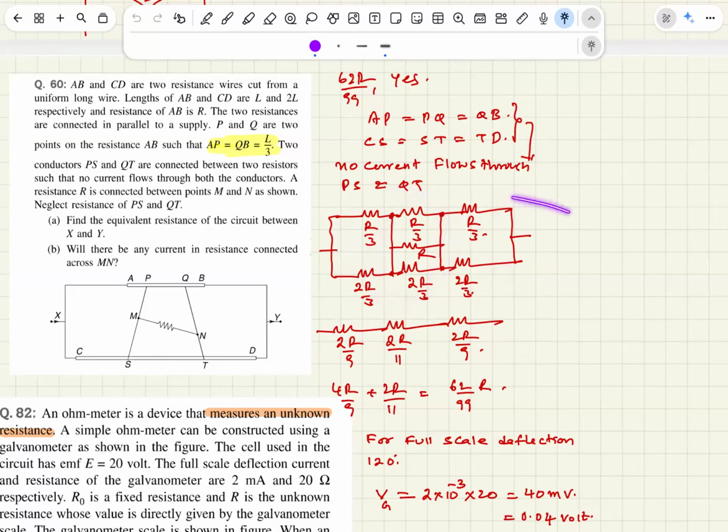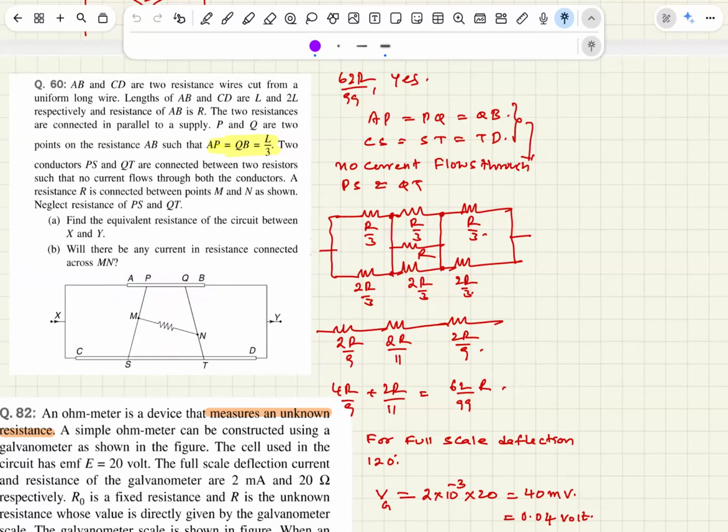Any doubt in this part of the circuit? I'm asking you. Second time I'm asking you again. You said 1:1:1. So therefore R by 3, R by 3, R by 3. Because he said that this one is double, so 2R by 3, 2R by 3, 2R by 3. These are your PS wire and QT wire, and you have connected R in between. So long as there is no resistance, obviously no current will flow through this.